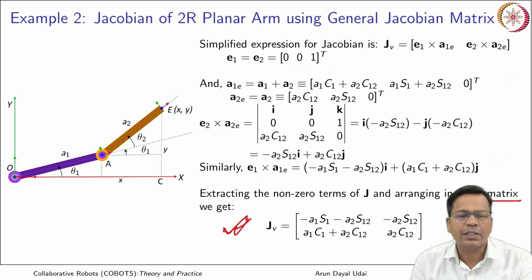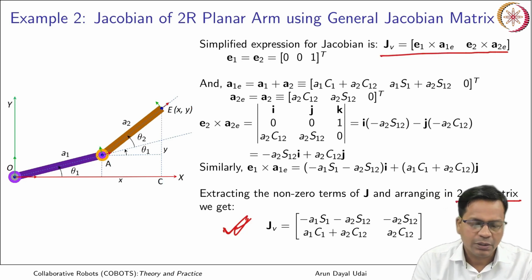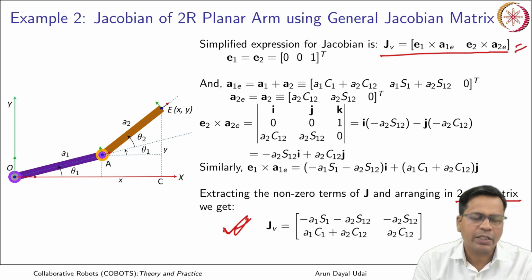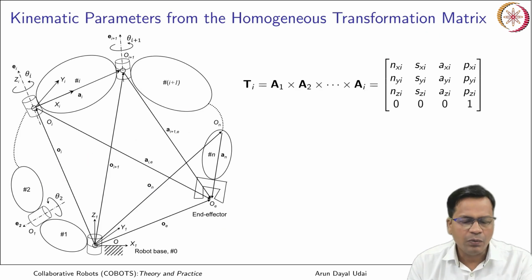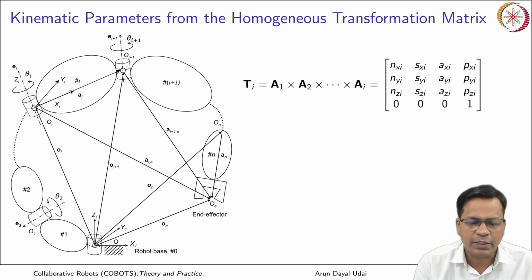Okay. Now if I arrange it, extracting the non-zero terms of J and arranging in 2 cross 2 matrix, I get exactly the same Jacobian the way we derived it earlier in a 2 cross 2 matrix, derived using simple derivatives of the positions. So it comes out to be the same. Remember, because it is a planar system and it does not allow any rotations, we have taken it like this. Otherwise we would have taken also the E1 and E2 components. So now can we extract all these parameters that I have used, E1, A1E, A2E, using general homogeneous transformation matrices? That is what we will try out here.